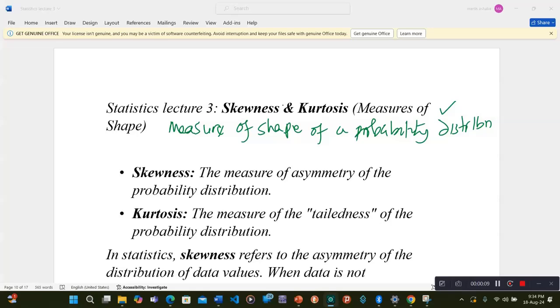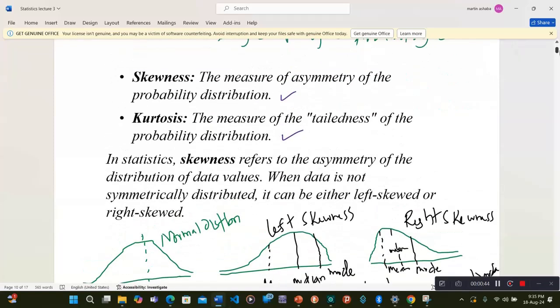And we say skewness and kurtosis fall under the area of statistics where we measure the shape of a probability distribution or any other distribution of data. Skewness is the measure of asymmetry of the probability distribution, and kurtosis is the measure of tailedness of the probability distribution. As we go along with this discussion, we shall understand better what these two mean.